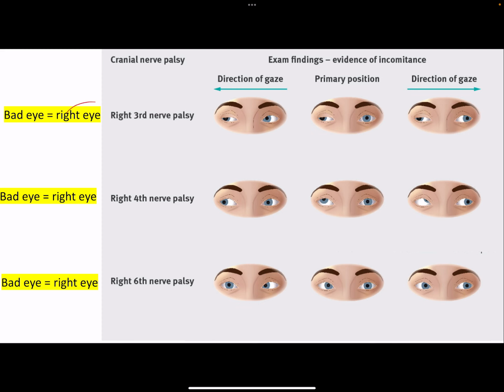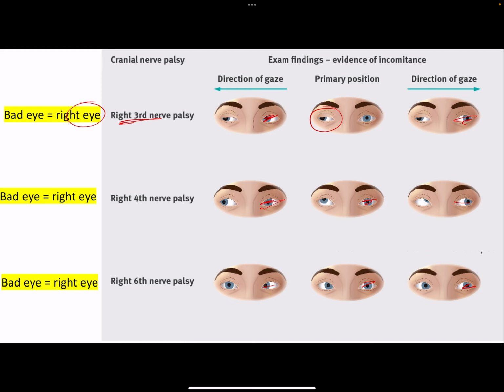We're only talking about the right eye, so only look at the right eye. In other words, don't look at this side, don't look at this side, don't look at this side. Let's just look at the right eye. Okay, so this is a cranial nerve 3. So let's just look at the primary position. It's down and out because I don't have a medial rectus to pull it inwards, and I don't have a superior oblique to pull it upwards, and so it's going to go down and out.